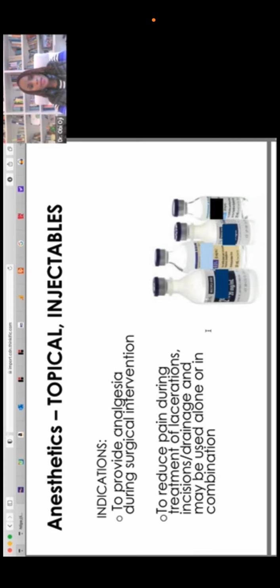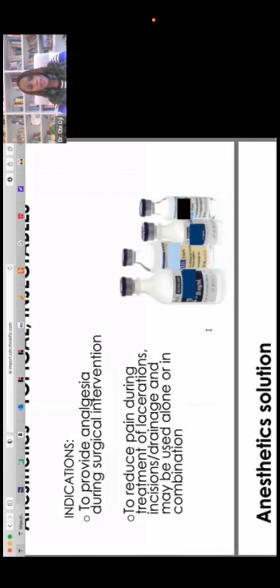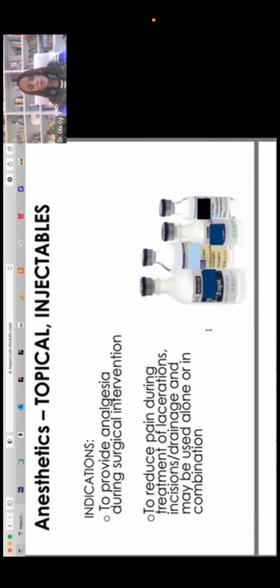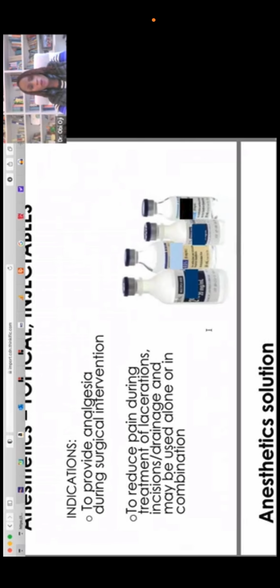All right, so again, the indications of anesthetics is really to provide analgesia during surgical intervention, so that whenever you're caring for your patient, you have this patient nice and comfortable while you're performing the skills and procedures. Another indication would be to reduce pain during your treatment of lacerations, incision, and drainage. And be aware that your anesthetics can be used alone or in combination. We'll talk more about it in a minute.